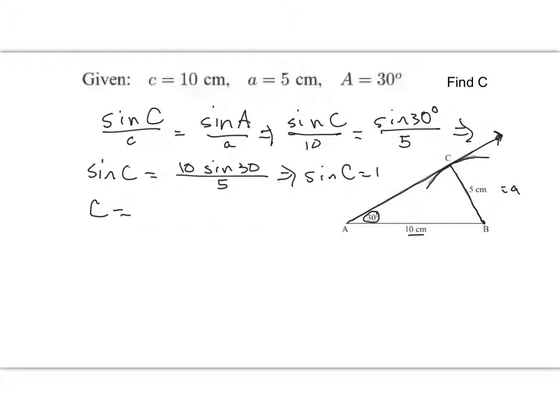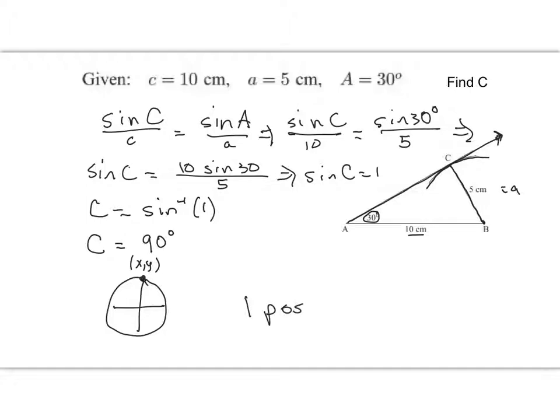And C equals arcsine of 1. And if you remember your unit circle, you'll remember that C equals 90 degrees, because on the unit circle, the sine is only 1 at 90 degrees. So if I draw a picture to illustrate that, sine is the y value, and I look for another place on the unit circle where sine is 1, there isn't one. So the conclusion that I can draw is there's only one possible triangle in this scenario.